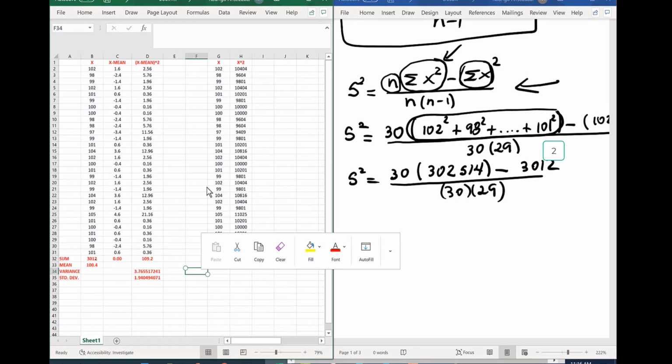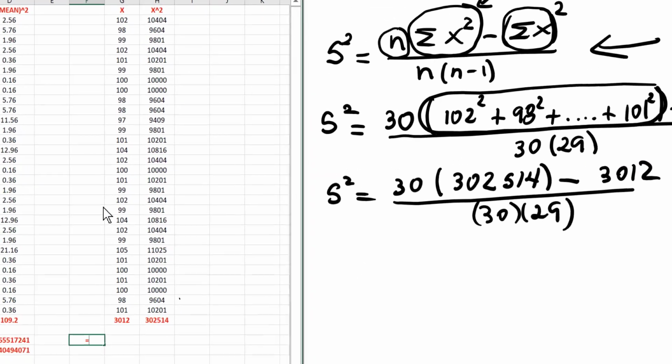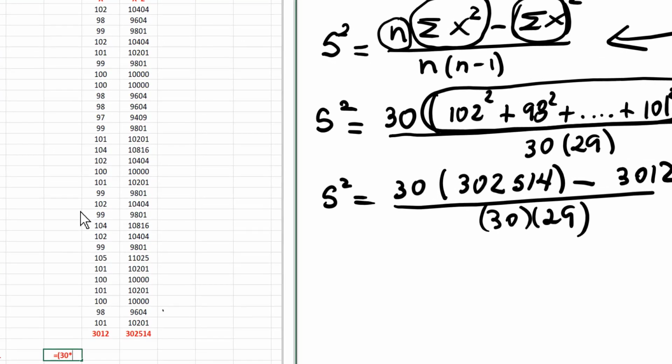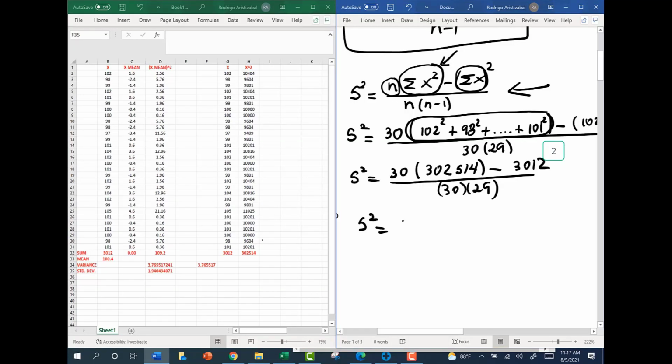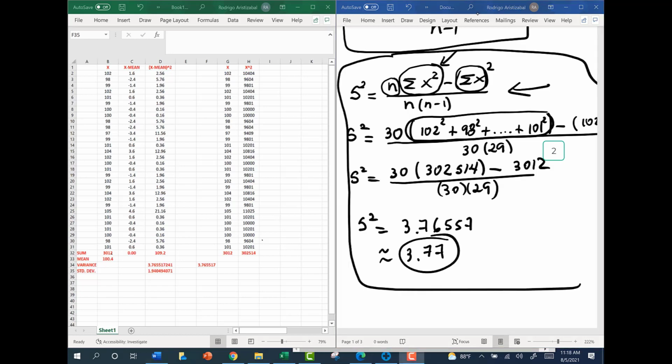Let's go to this cell. In this cell we need to start with equal, open parentheses in the numerator, n, which is 30, times the sum of all x squared that are located here, minus the sum of all x that are located here but raised to the second power, all this numerator divided by open parentheses 30 times 29. That is the denominator. That is exactly the answer that we obtained before. Then you must write in your work, the result is 3.76557. If you need to round this to 2 decimals, it is 3.77 approximately. That is your work using the shortcut formula. The standard deviation is the square root of the variance.